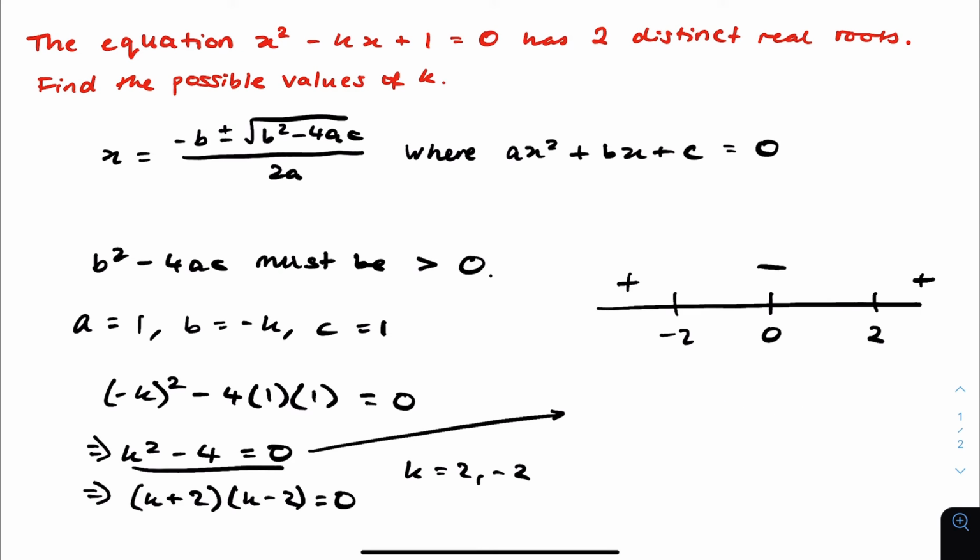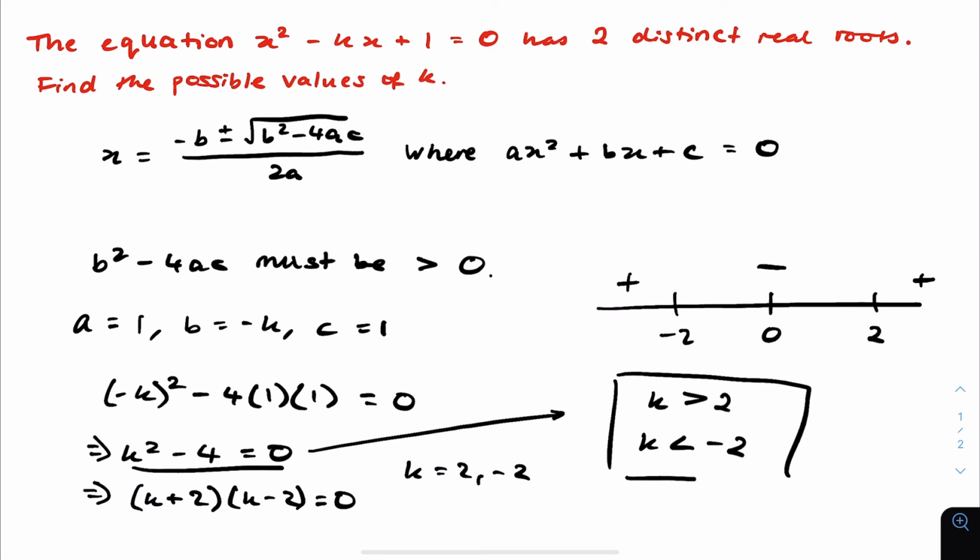Therefore, the values of k for which this works are k is greater than 2 and k is less than negative 2. It's important that we don't write k is greater than or equal to 2, because k equal to 2 would give one real solution, since b squared minus 4ac would equal 0 if k is 2 or negative 2, and therefore our x would only be one solution, which would be just negative b over 2a, since the square root of b squared minus 4ac would cancel out. So this here is our answer.